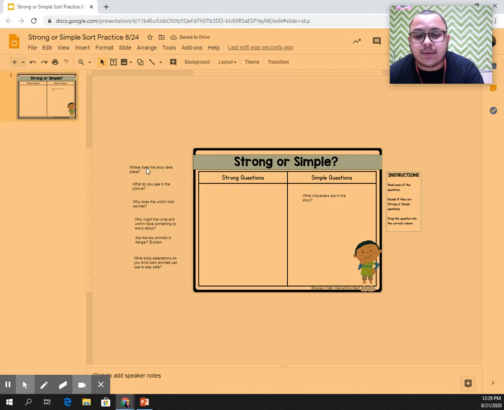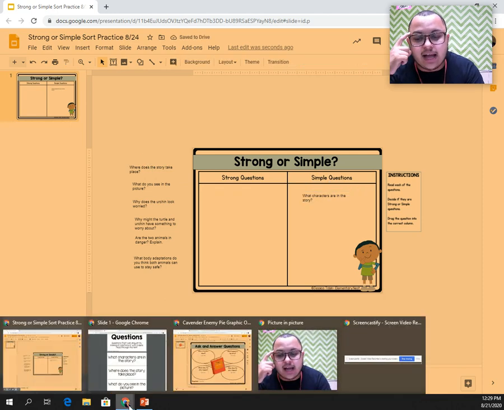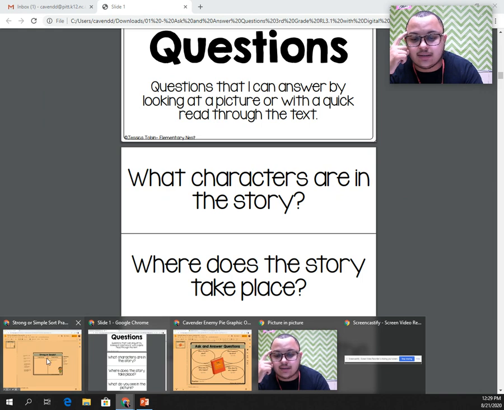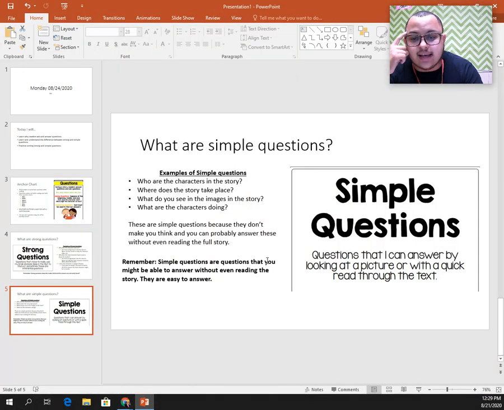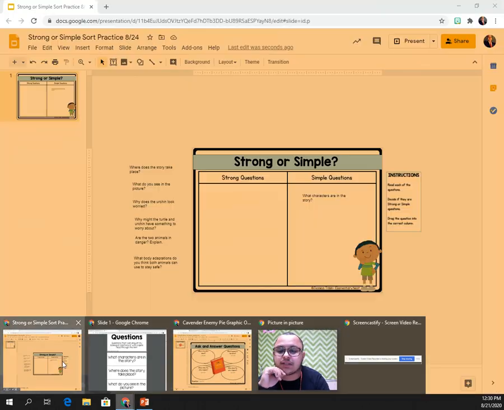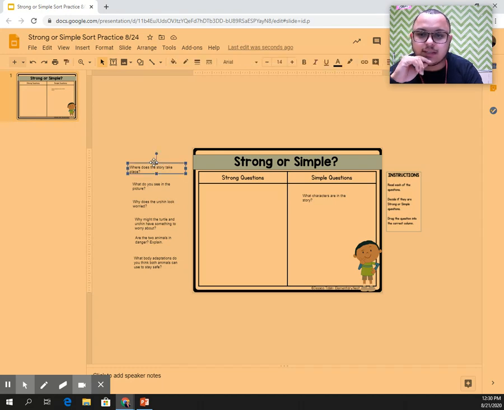Where does the story take place? Well, if we think back, I know that it also said that where does the story take place is a simple question, because you can scan the text to look for names of places. So that's going to be a simple question. So we're going to take that over.